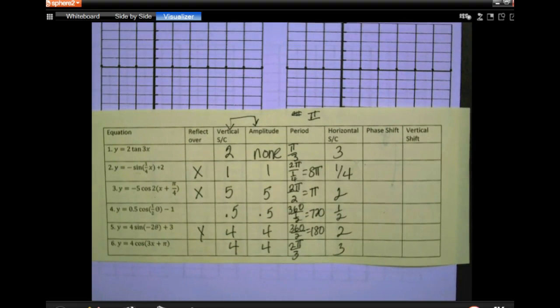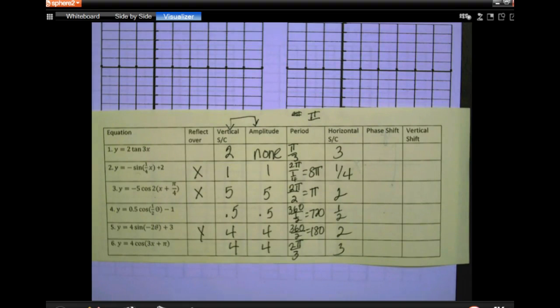So listen. When we're writing the horizontal compression, I'm writing the number in front of x. But technically, it's a horizontal compression, so it's really 1/3. We're just not writing 1/3, because that would confuse. I can't even get you to write the number, let alone to write what the real horizontal compression is.